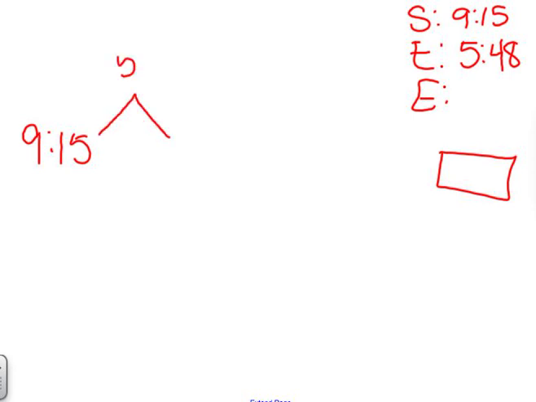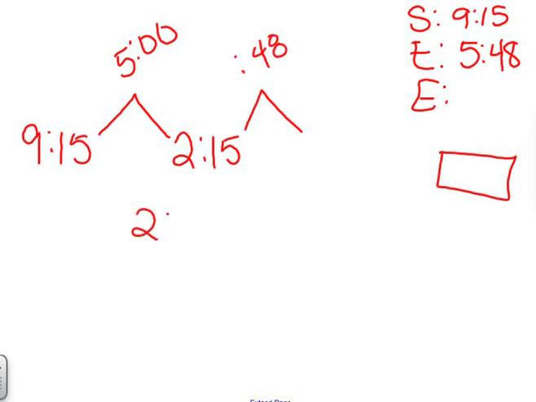Let's count up 5 hours. 9:15, 10:15, 11:15, 12:15, 1:15, 2:15. That brings me to 2:15. Next, I need to count up 48 minutes. So I'm going to bring this problem down here. And just like I did before, I'm going to count just looking at the minutes first.